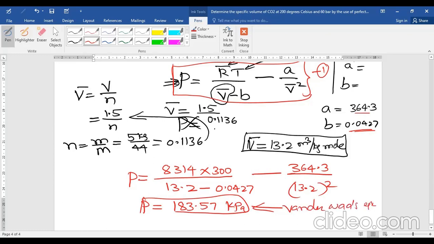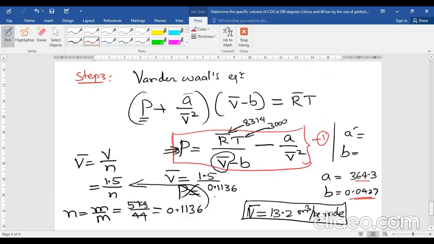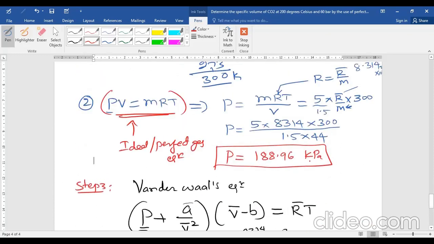And one more we said, that is the pressure of the gas using the ideal gas equation. How much did you get? It is 188. This is using the ideal gas equation. These are the numericals of ideal and real gases.